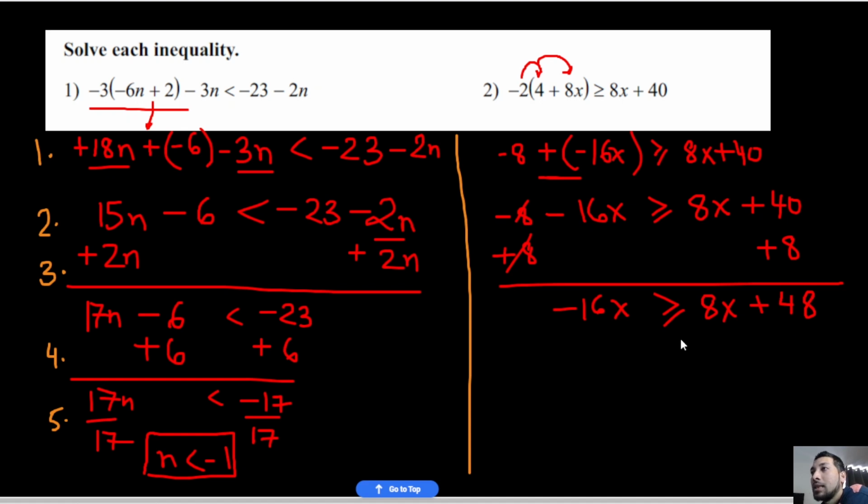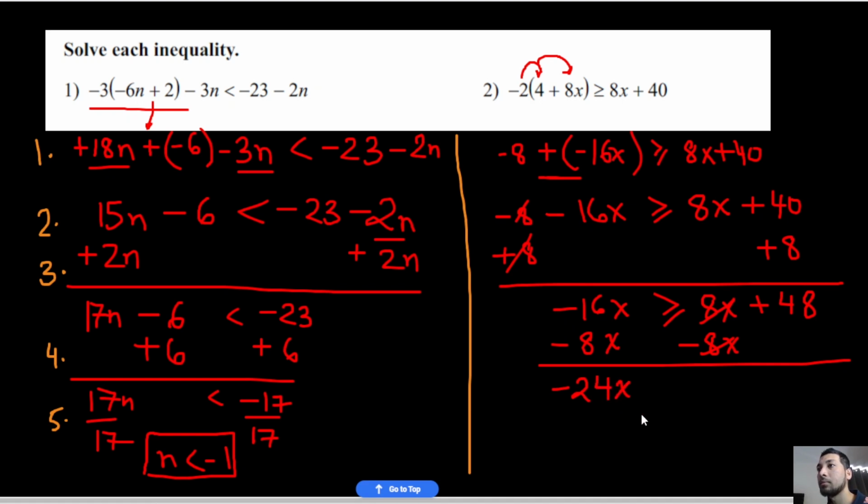Now we subtract this 8x from both sides. So we cancel out these 8x. We have negative 16x minus 8x. So just subtract the coefficients. Negative 16 minus 8, that is negative 24x greater than or equal to 48.